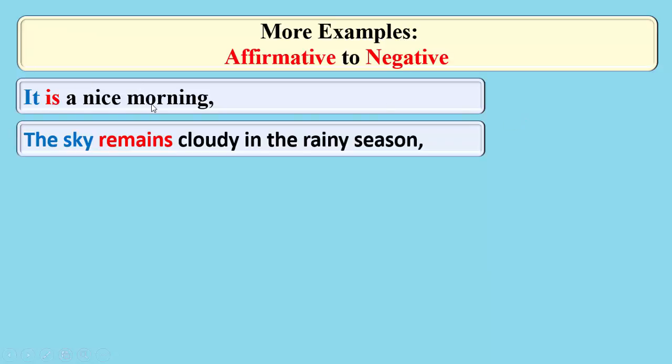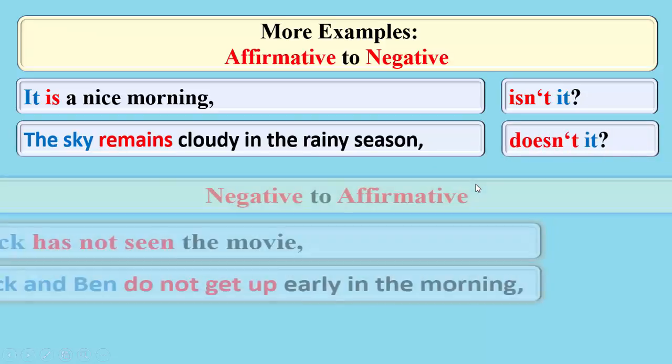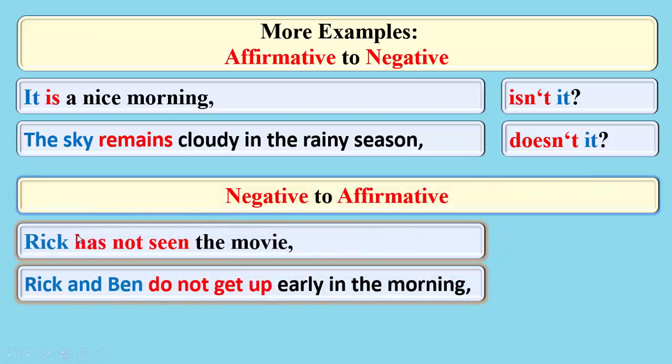It is a nice morning and the sky remains cloudy in the rainy season. Both the sentences are in the affirmative form. So what will happen for the tag question? It will be in the negative form. So it is a nice morning, the answer is, isn't it? And the sky remains cloudy in the rainy season, the answer is, doesn't it? Again, if the statement is in the negative form, what will happen to the tag question?